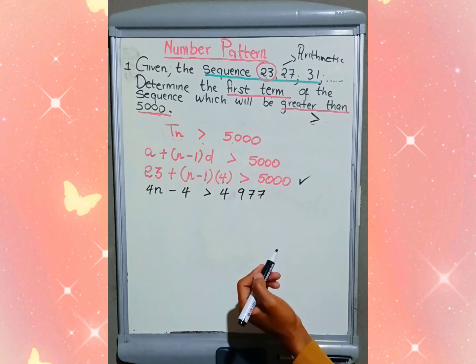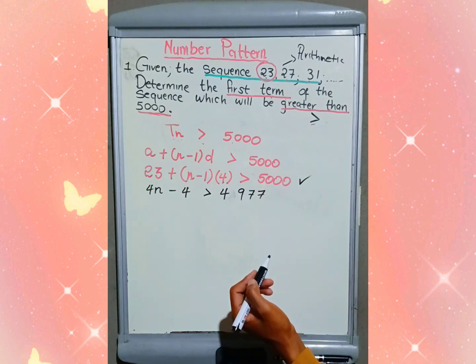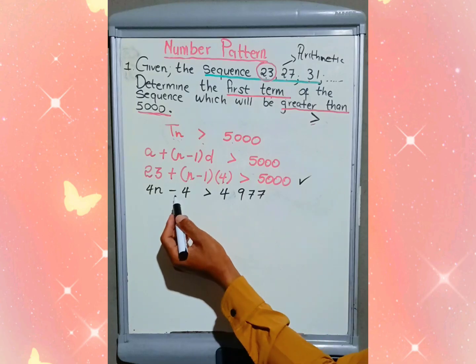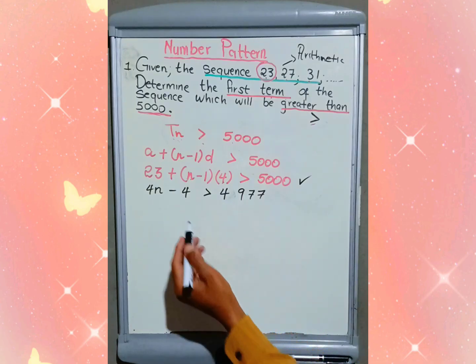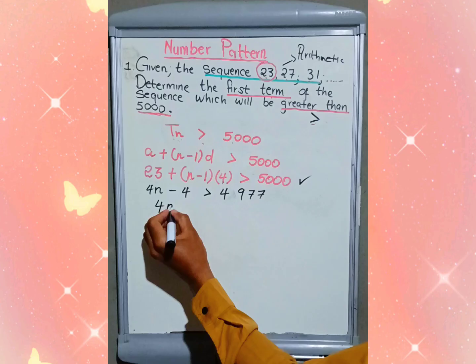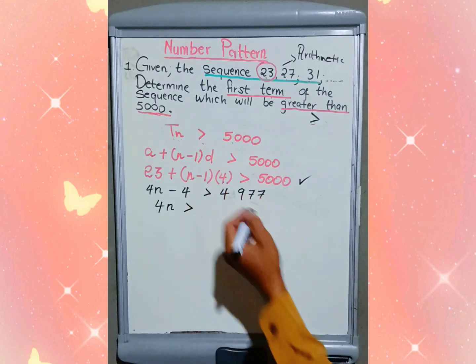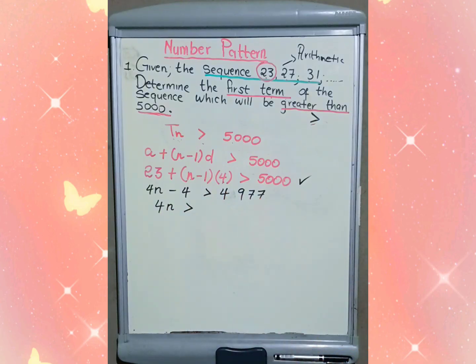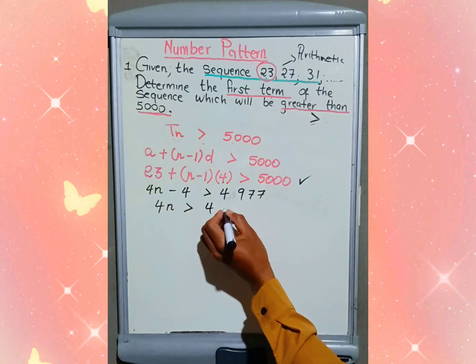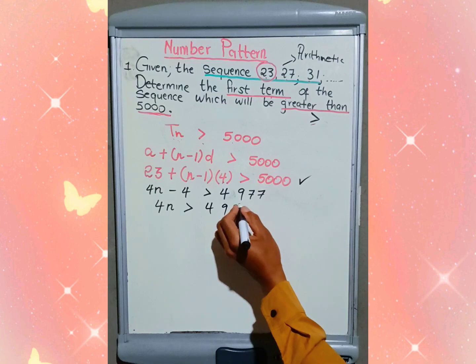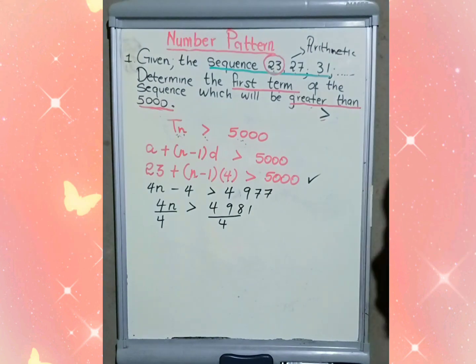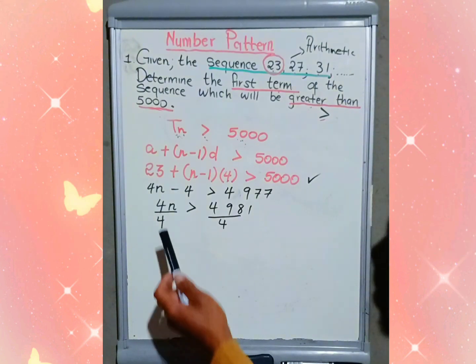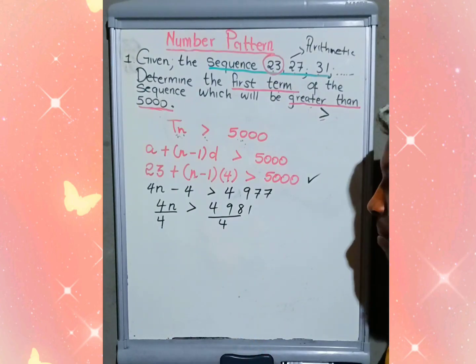Therefore, that is the value on the right hand side. Then this number is going to transpose to this side, and we are left with 4n is greater than 4,977. Then we add 4 on this side: 4,977 plus 4 is equal to 4,981.